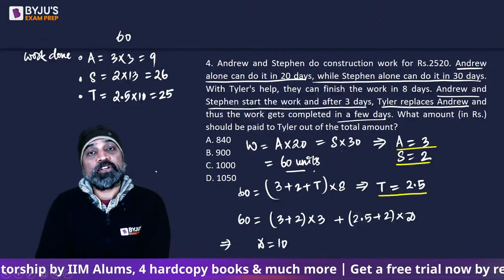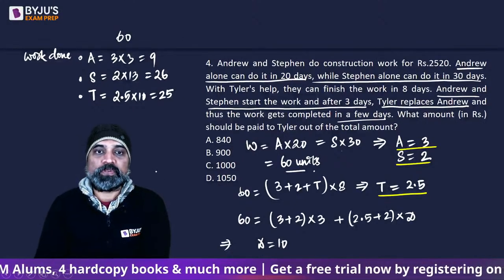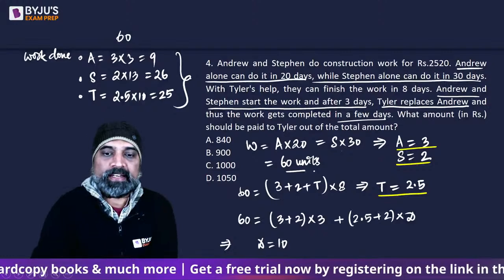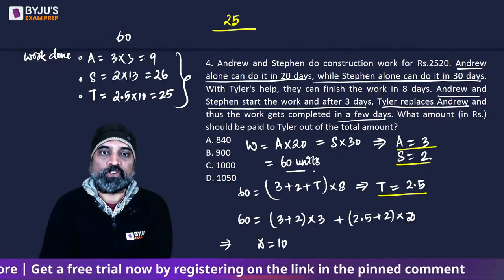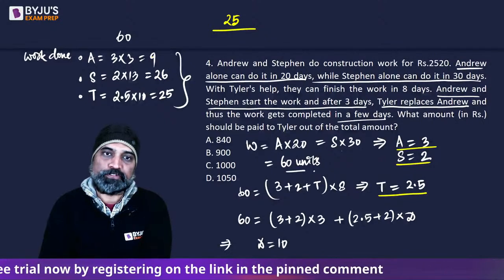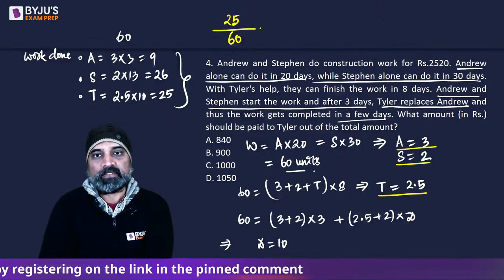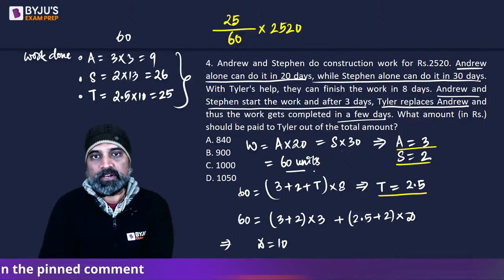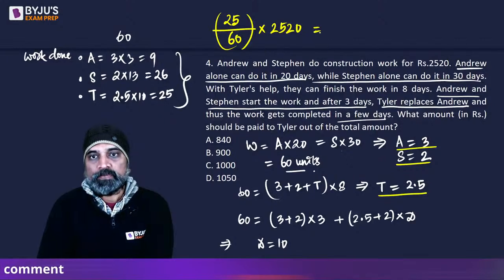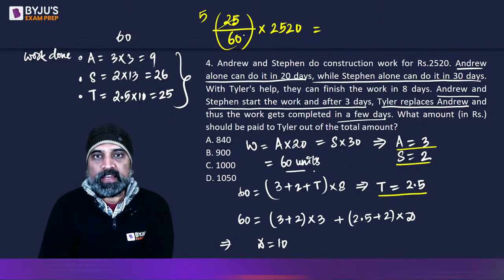Right? This is the amount of work that they completed. So how much will Tyler be paid? Looking at this, can we say Tyler works 25 units out of a total of 25 plus 26, 51, plus 9, 60 units. So in the same ratio he will be paid, which is going to be 5 out of 12.